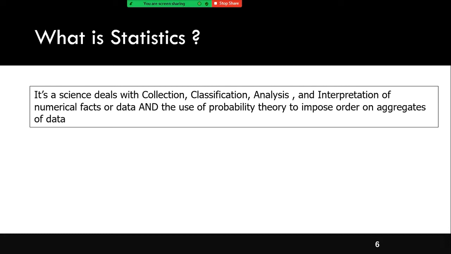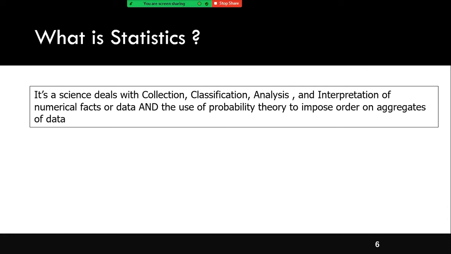But they don't know statistics. They have a very limited knowledge of statistics. Whereas as a data scientist, you should do the data analysis, and you also need to apply these statistical techniques to gain more insights about your data.